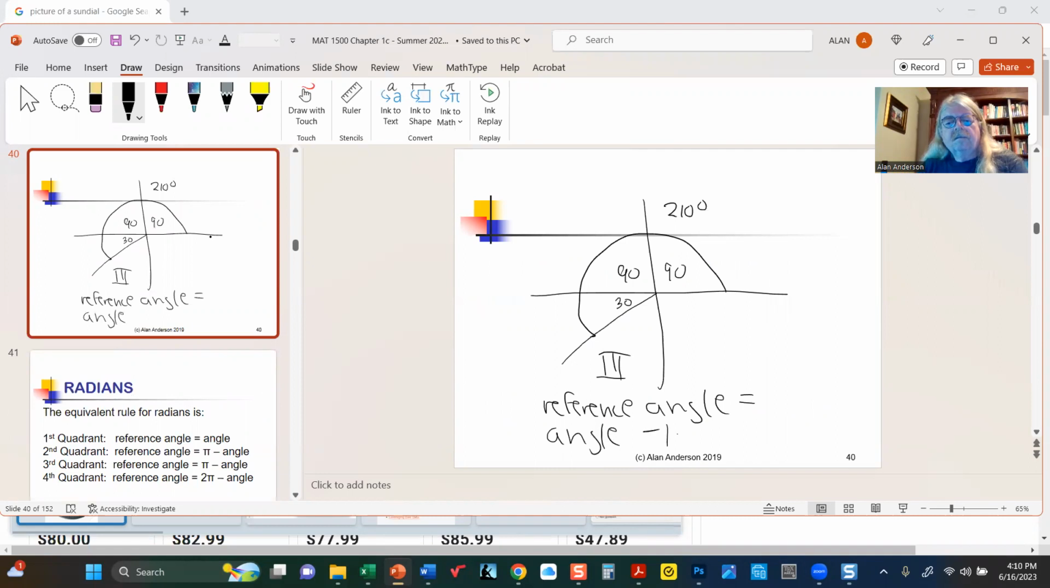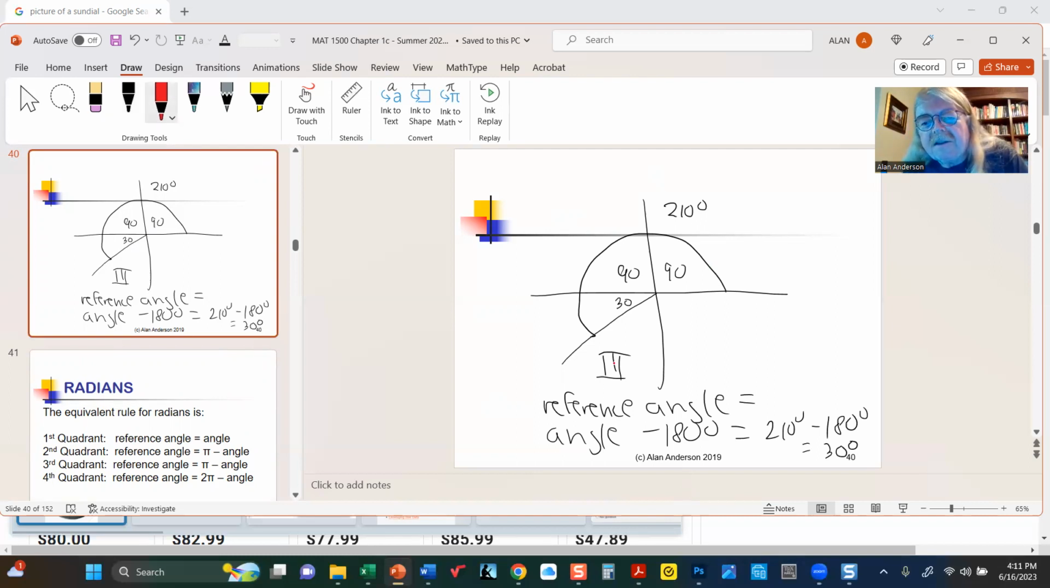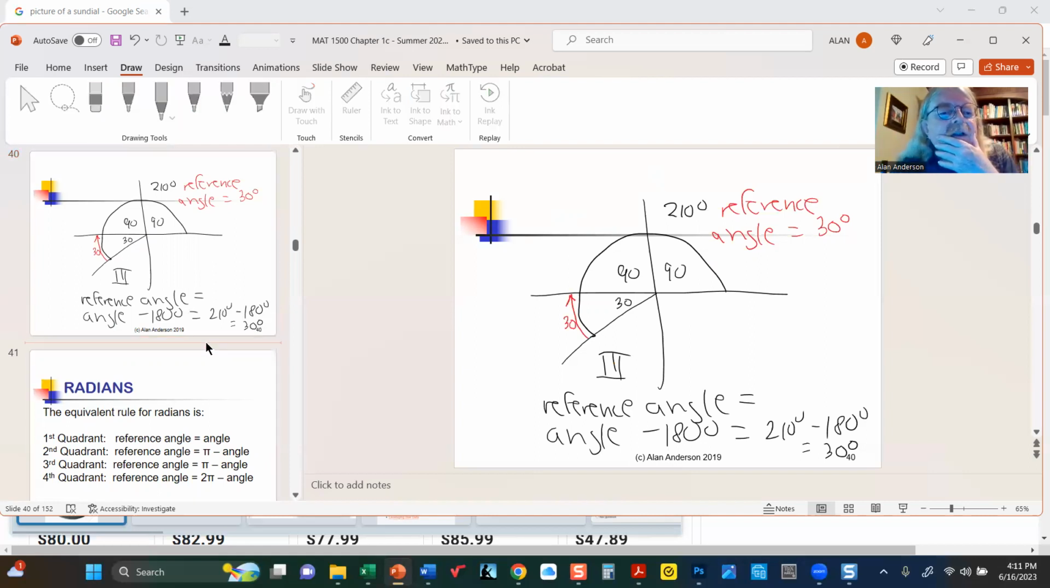And that means 210 minus 180, 30. Now, that's because, remember, we're trying to figure out how far it takes to get back to the horizontal axis. That means this direction. So it's the distance to get back to the horizontal axis that we're aiming for. And then let's do an example in the fourth quadrant.